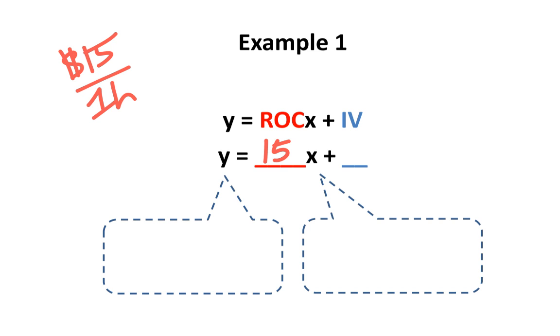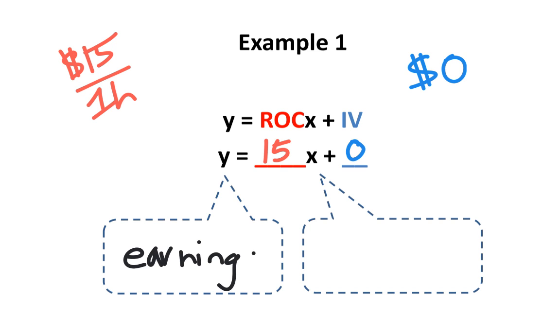Meanwhile, the initial value was $0, since that is how much money you make if you work 0 hours. I'm going to put 0 as the initial value. Therefore, this situation can be represented with the equation y equals 15x plus 0, where y represents your earnings and x represents your time.